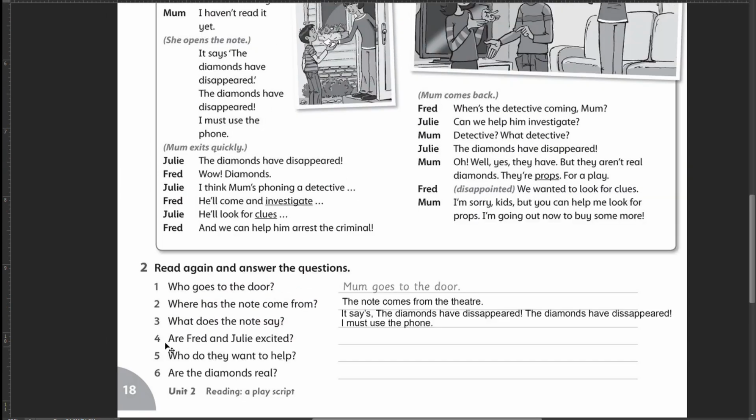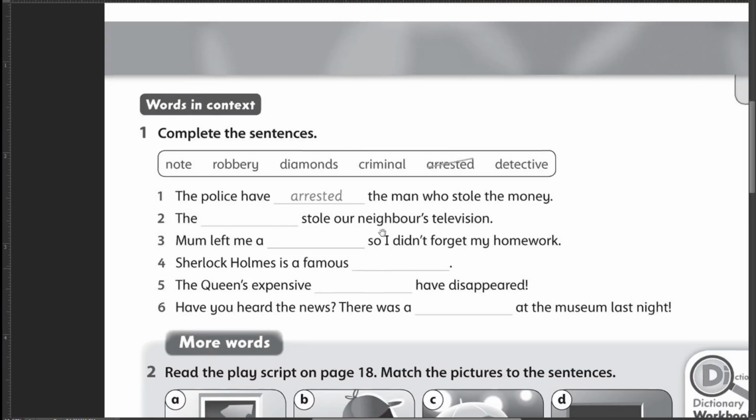And the fourth question, are Fred and Julie excited? And who do they want to help? And number 6, are the diamonds real? So these are the questions that you're going to answer by yourself. So let's go to page 19.